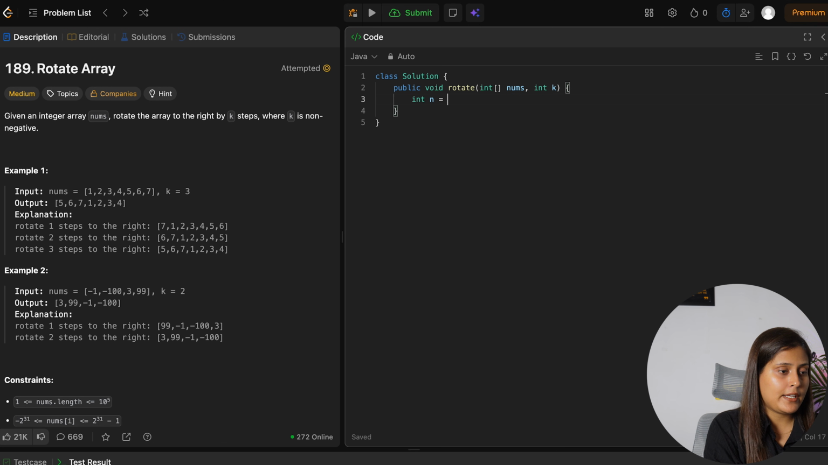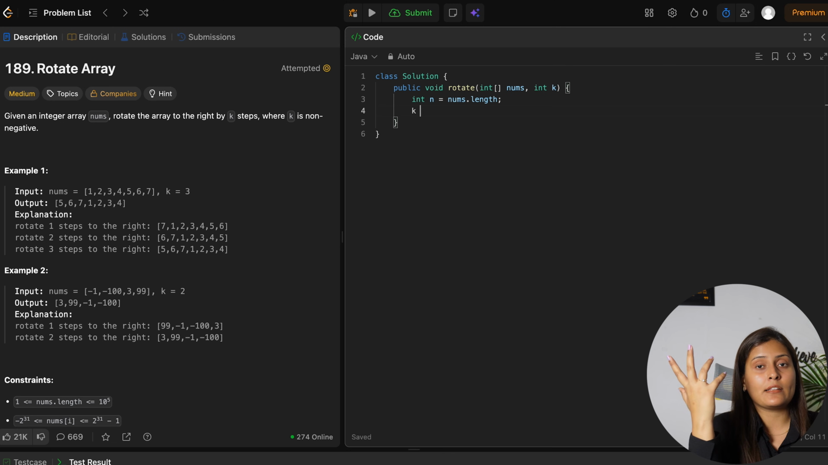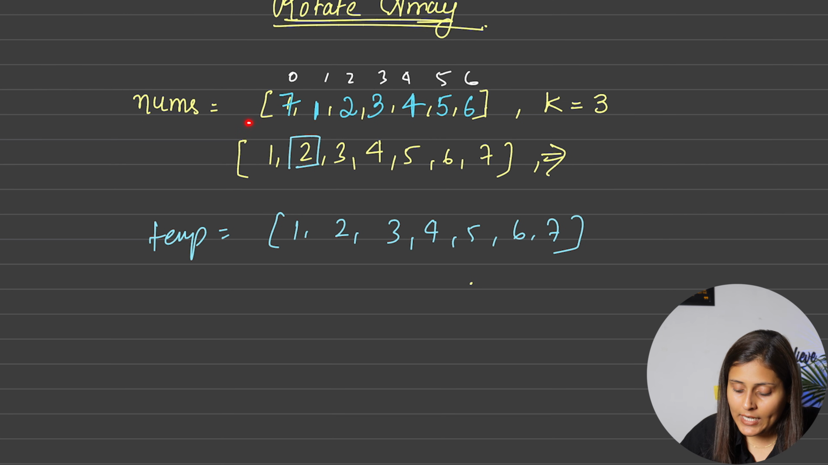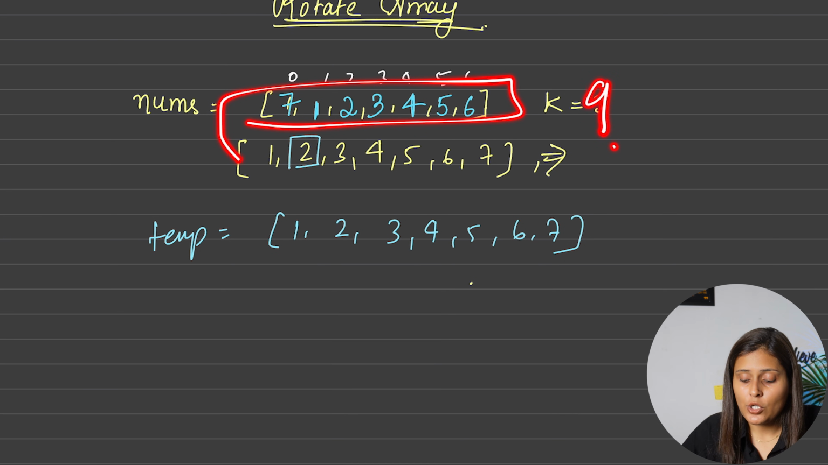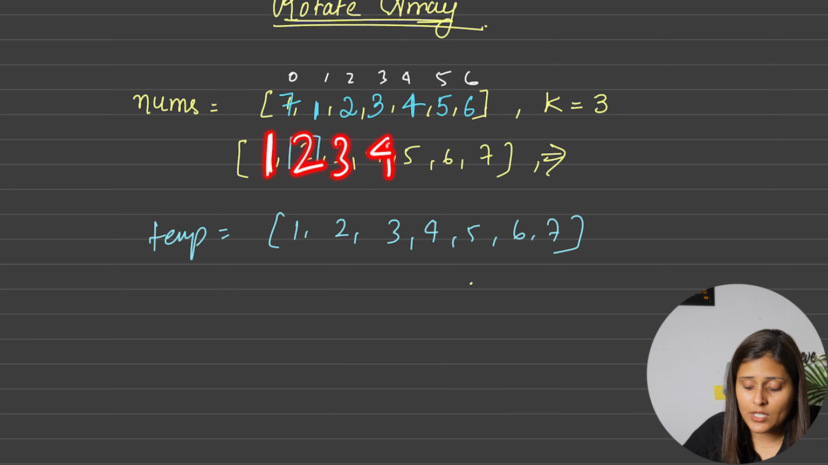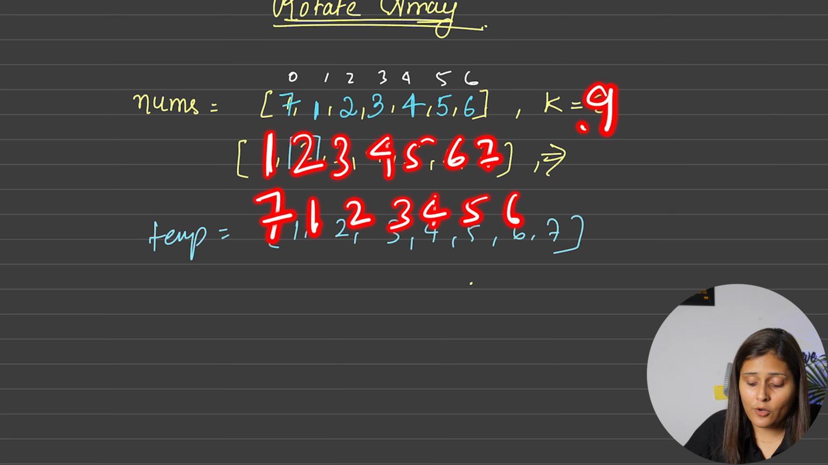int n, we will calculate the length, nums.length here. Now I want to get the original k, because k might go beyond the length. Suppose the length is 5 and k is 7, we don't need to rotate 7 times. Now see here, if the length is 7 and k is 9, do you think after 7 rotations this 1 will come back to the same position? Yes. So for the 8th rotation again 7, 1, 2, 3, 4, 5, 6. Now for the 9th rotation 6, 7, 1, 2, 3, 4, 5.